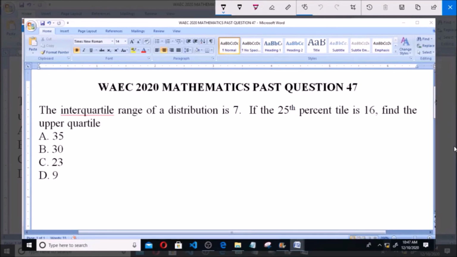I will be answering WAEC 2020 Mathematics past question 47. The interquartile range of a distribution is 7. If the 25th percentile is 16, find the upper quartile.